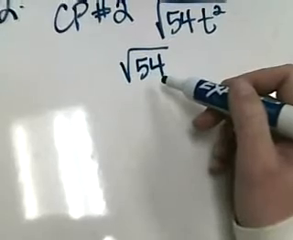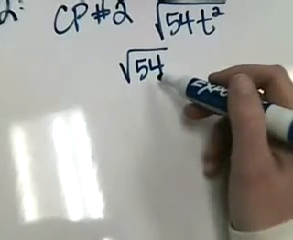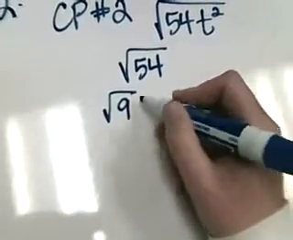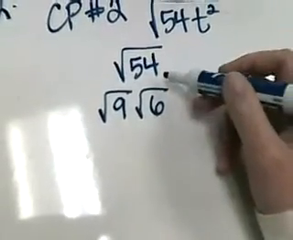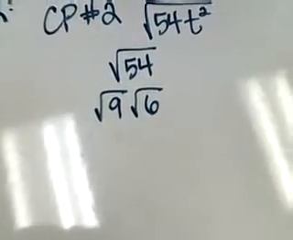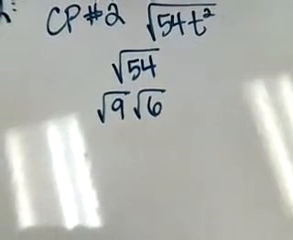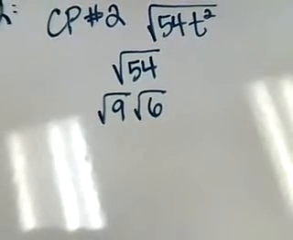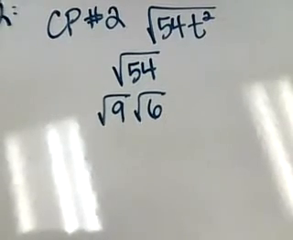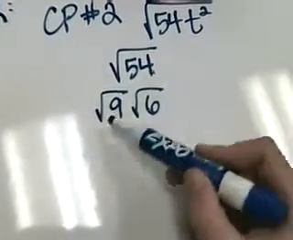54 divided by 4? No, that's a decimal. 1, 4, 9. 54 divided by 9. That works. That would leave me with 6. Let's make sure I can't take anything else out. 54 divided by 16. No, that's a decimal. 54 divided by 25. Another decimal. 54 divided by 36. Another decimal. 54 divided by 49. Another decimal. And my next perfect square would be 64. That's bigger than 54. So I can't do anything else here.